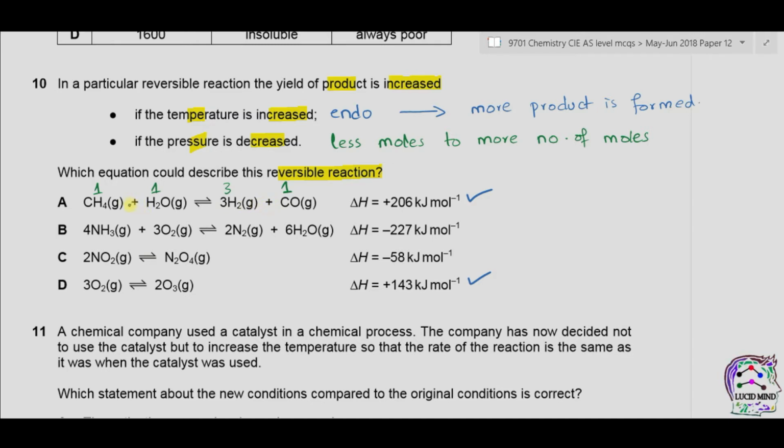So therefore the reaction will move from less number of moles to more number of moles, or we can say that more product is formed. So therefore the yield of product is increased. So A is correct for both options. For part D, we can see that we have more number of moles of reactant and less number of moles of product. So the reaction will move in the backward direction upon decreasing pressure. So therefore the yield of product will decrease. As we are looking at the increased yield, D is incorrect. Correct answer is therefore A.